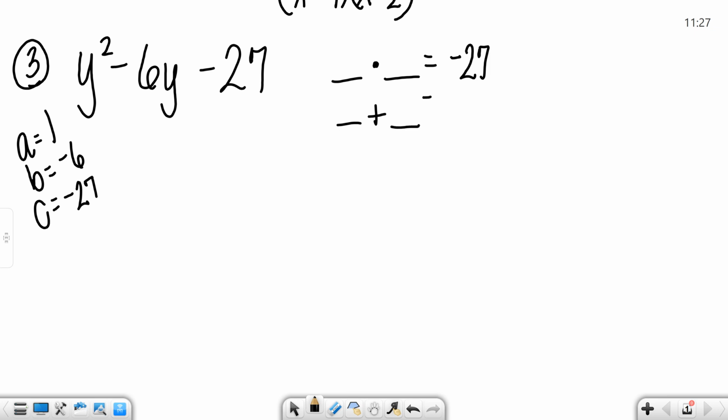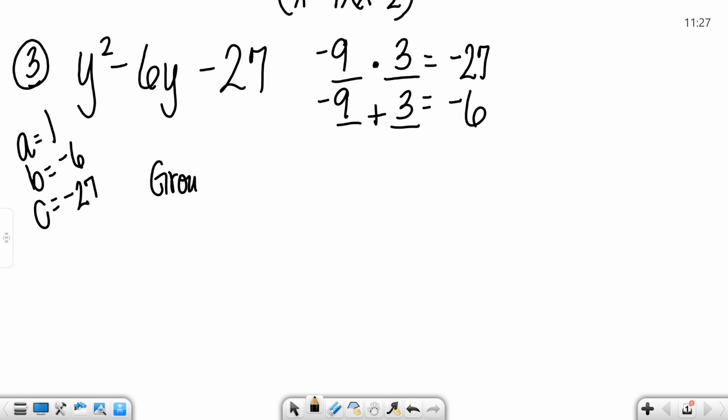Two numbers that add to be the b value. All right, so two numbers that multiply to be negative 27. All right, I know 9 times 3 is 27, and now I have to get my signs correct. Okay, because that won't give me negative 27, and when I add it, it won't give me negative 6. But if I put a negative in front of that 9, now it would give me negative 27 when I multiply. It will give me negative 6 when I add.